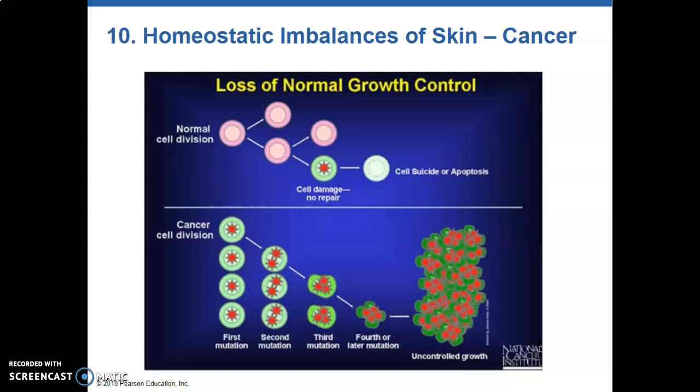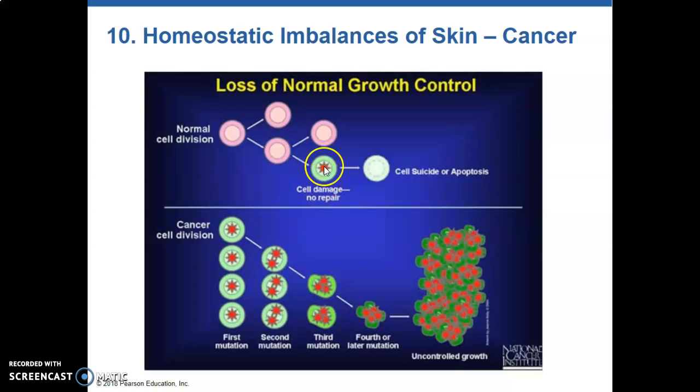Let's take a look at a picture that shows the loss of normal growth control over cells. If you take a look up top, you can see that we started with one parent cell right here that was not mutated. That one single parent cell divided into two daughter cells. One of those daughter cells divided into this daughter cell, as well as this other daughter cell. But this daughter cell had some problems with it. It had some cell damage that couldn't be repaired.